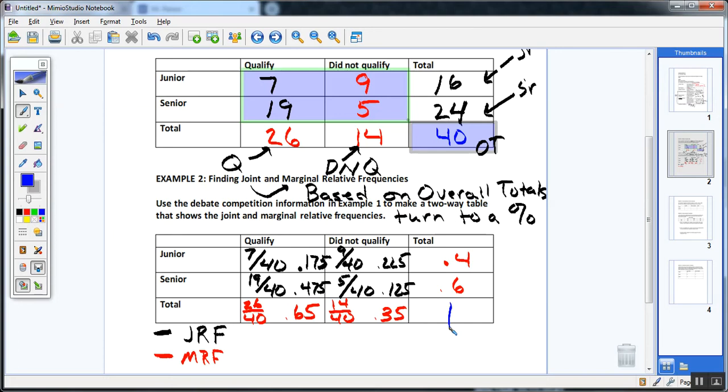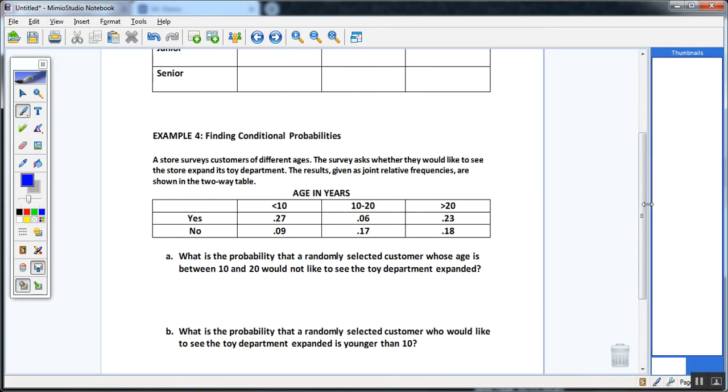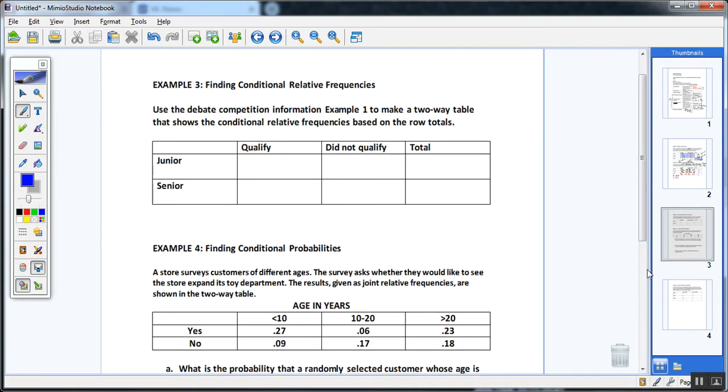All right, let's move on to the next page. At the top of the next page, example 3 says conditional relative frequencies. We're going to use that data from example 1 to make a two-way table and find the conditional relative frequencies based on the row totals. So I'm going to write down: use the debate competition from example 1 to make a two-way table that shows the conditional relative frequency for the row totals. How many juniors qualified again?